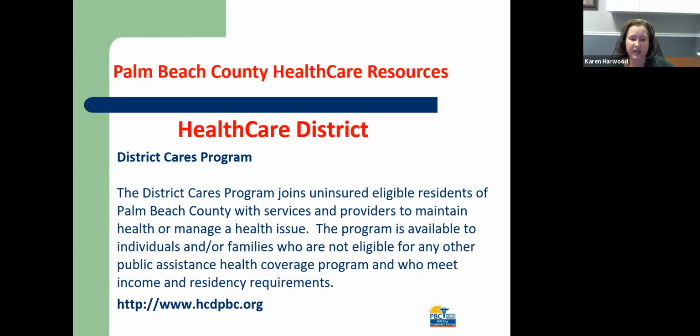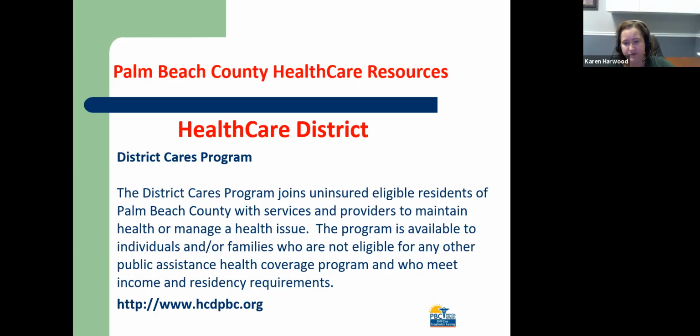And District Cares has changed dramatically over the years. A lot of times people will have applied years ago and they're like, oh, I don't qualify for that. I applied and I got denied. But it has changed dramatically over the years. Now in Palm Beach County, if you're 100% or below the poverty line, and for one person, figure that's about $12,000 annual income, if you're below that, then regardless of citizenship, residency, Healthcare District is able to provide this District Cares program.